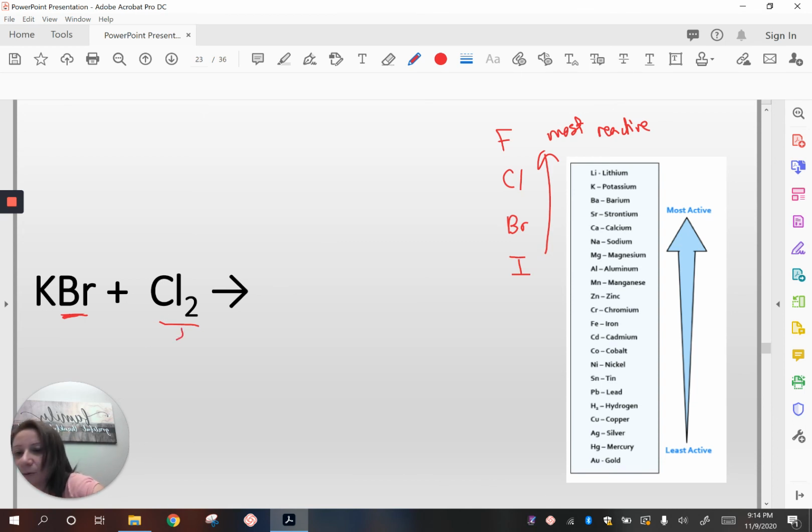So now the chlorine will come in and kick out the bromine. So bromine is now by itself. Bromine is diatomic, so Br2. And then we're going to form a compound between the potassium and the chlorine, so KCl. And then to balance it, we need 2 of these and 2 of these.